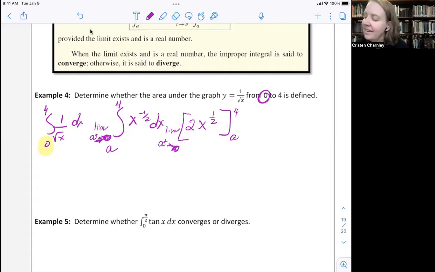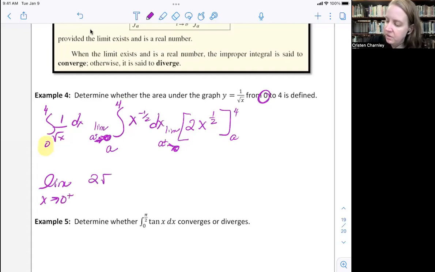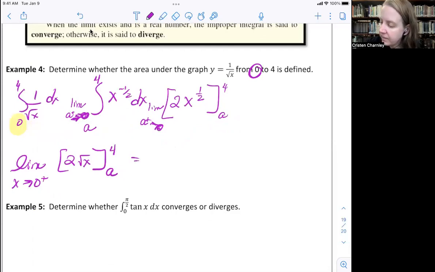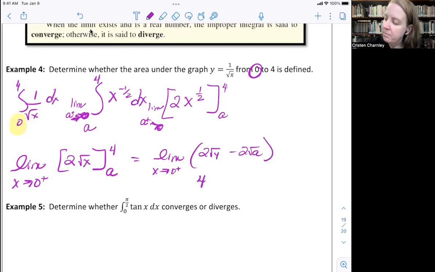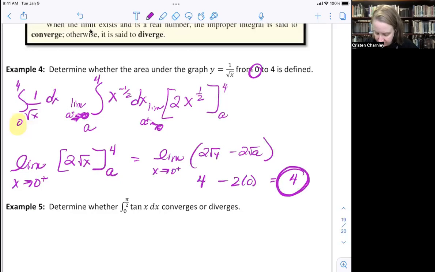I'm a little fuzzy. Okay, so let's write the next line a little neater because this is a mess. The limit as a approaches 0 from the right of 2 square root of x between a, because the function's not defined at that a, and 4. So this will be the limit as a approaches 0 from the right of 2 square root of 4 minus 2 square root of a. This becomes 4 minus 2 times 0. I can substitute the 0 with no issues. So 4 minus 0 is 4. Awesome. So the area is defined.